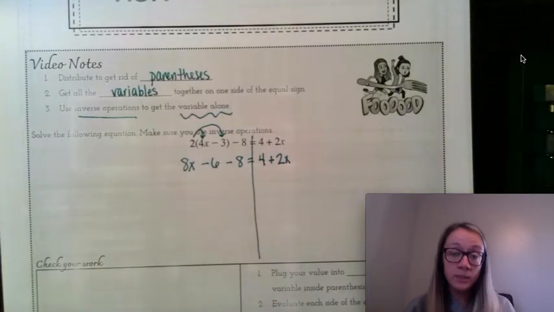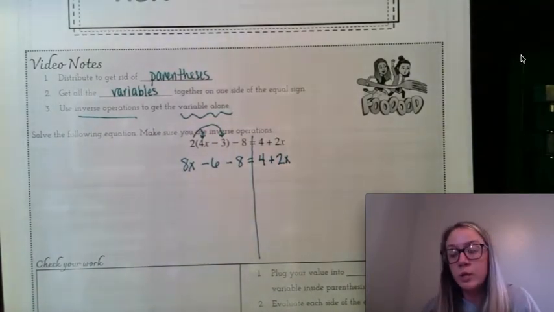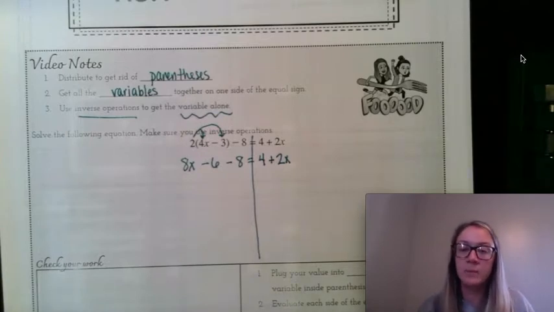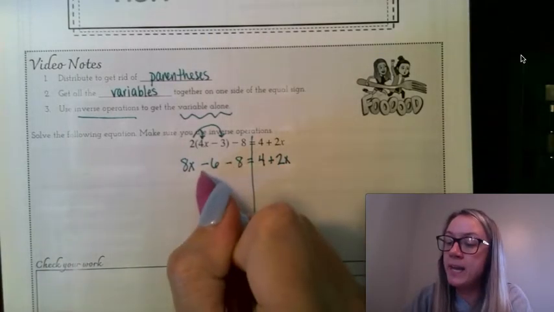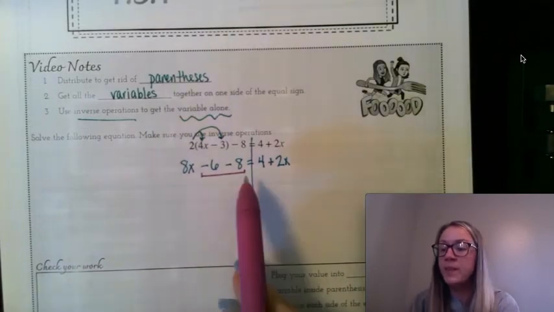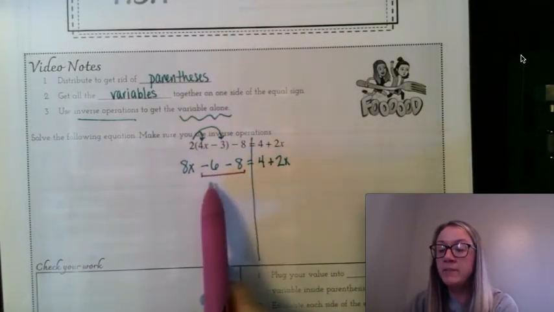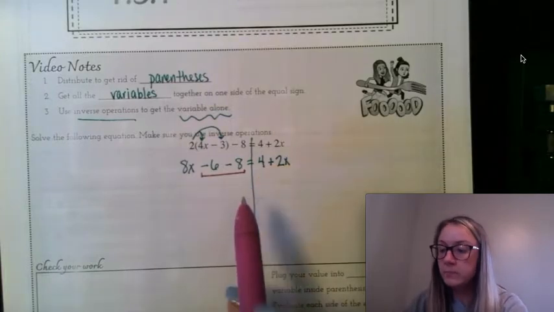From here, there's a couple different things that we could do. You could move your variables first, or you could combine like terms first. I'm going to combine like terms first, and then I'm going to move my variables. So I have negative 6 and negative 8. Together, they're next to each other. They are both on the left side of my equal sign, so I just want to combine them.